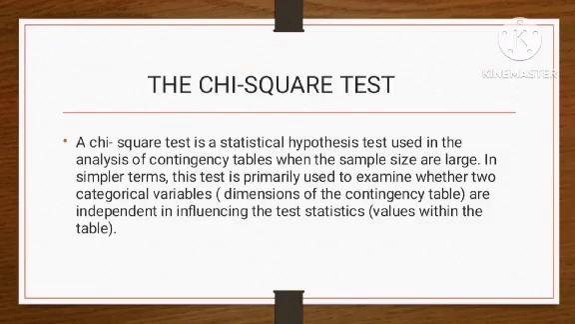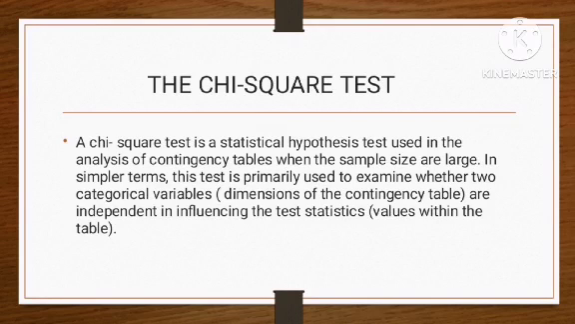A chi-square test is a statistical hypothesis test used in the analysis of contingency tables when the sample size is large. In simpler terms, the test is primarily used to examine whether two categorical variables, the two dimensions of the contingency table, are independent. It doesn't follow the assumptions of parametric tests, especially the assumption of a normal distribution. If you want to test a hypothesis about the distribution of a categorical variable, you need to use a chi-square test or another non-parametric test.